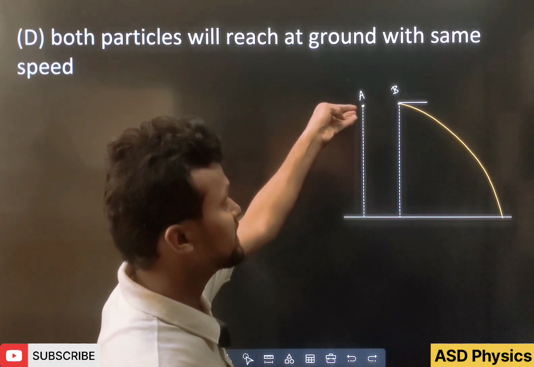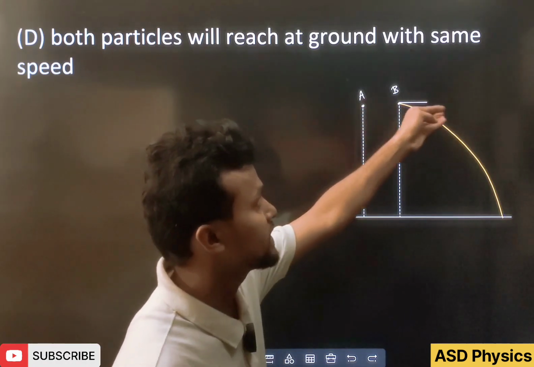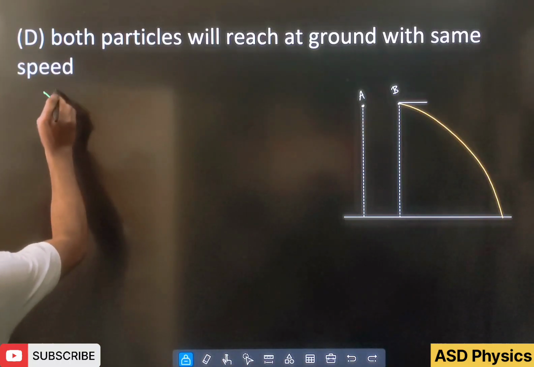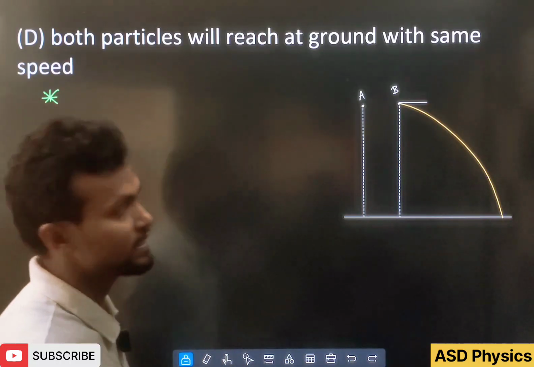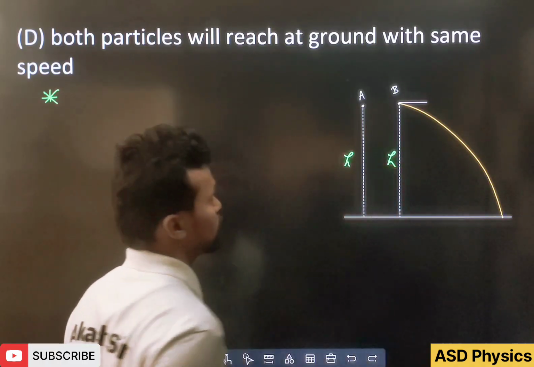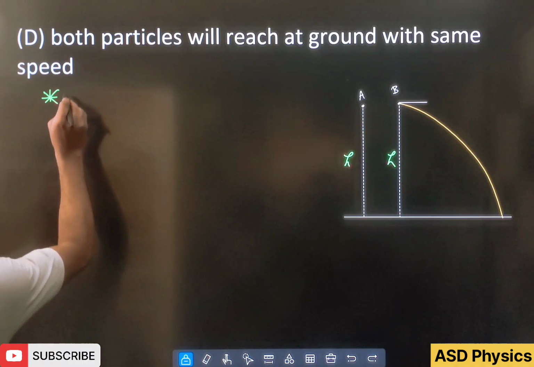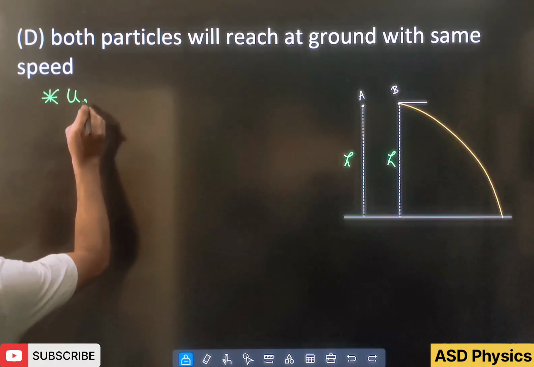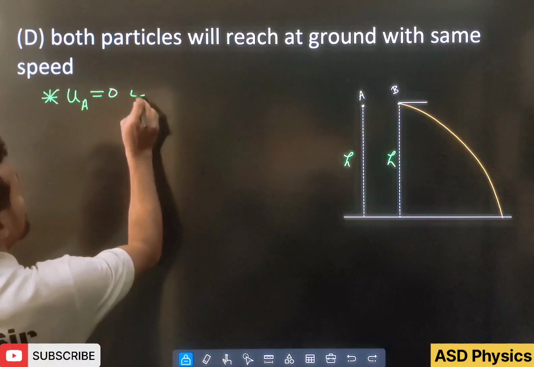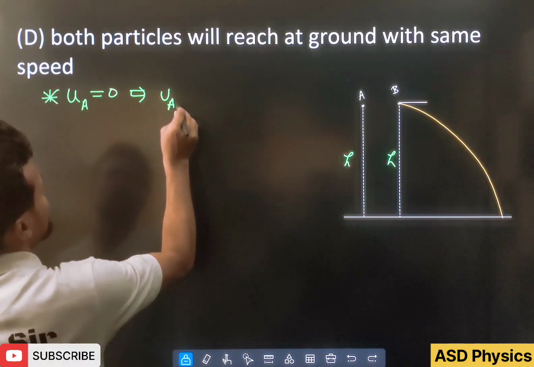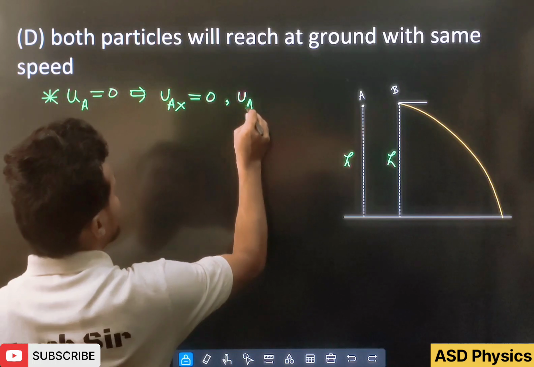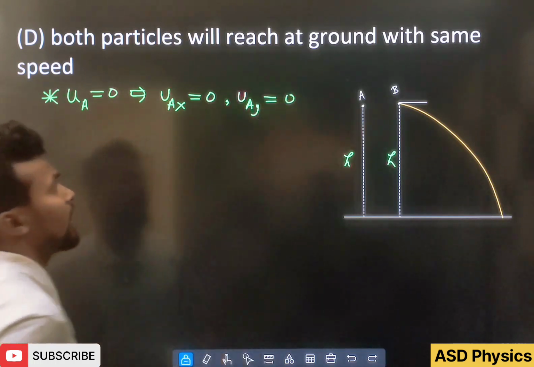This is particle A that is dropped, and particle B that is projected horizontally. One by one we'll talk about them. First I am going to talk about particle A, and let's take this height as H. This is also H only. So you know very well the initial velocity of particle A, how much? 0. What is the meaning of this? We can write that particle A along the x direction is 0, and along the y direction is also 0.